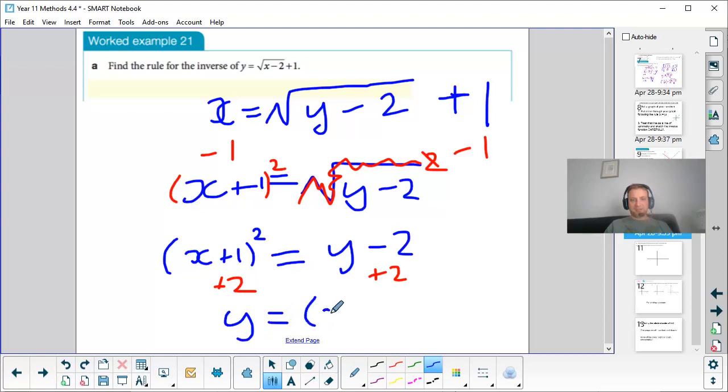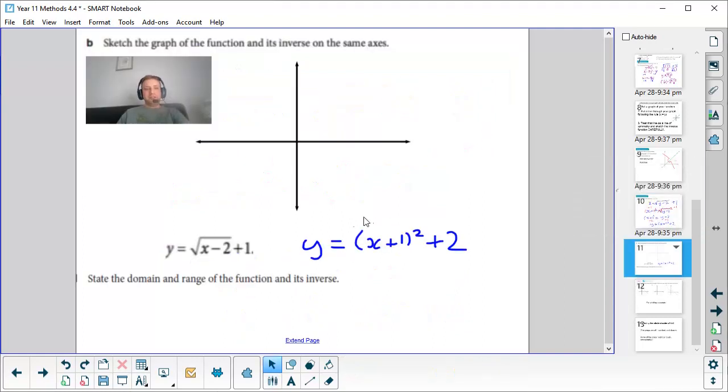And I'm going to put x on this side. x plus 1 squared, and the +2 is there as well. So I have found the rule for the inverse. It's a nice looking quadratic with a turning point at -1, 2. But there it is. There's our inverse rule. All right, so we're almost there.